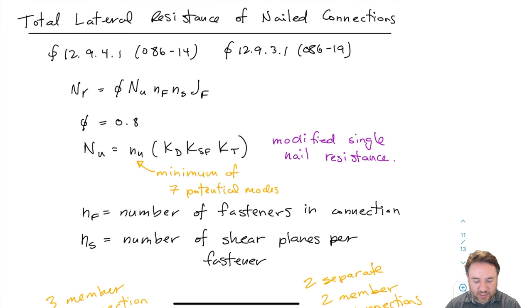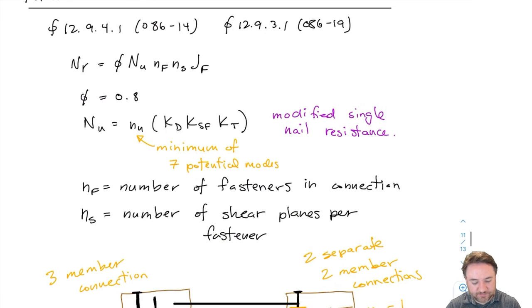First, I'm going to find my small nu, which is the individual nail resistance, and I'm going to check all of the modes that apply to either a two-member connection or a three-member connection, keeping in mind the definition of two-member and three-member connections. Then I'm going to modify that by KD, KS, KT. Then I'm going to multiply that individual nail shear plane strength nu times ns for the number of shear planes, and then times nf for the number of fasteners, multiply it by the phi reduction factor of 0.8, and then multiply it by JF, which accounts for all of those other phenomena that we just talked about. And after I'm done with all that, I have my nailed connection strength, and I just need to make sure that I satisfy my spacing criteria, obviously.